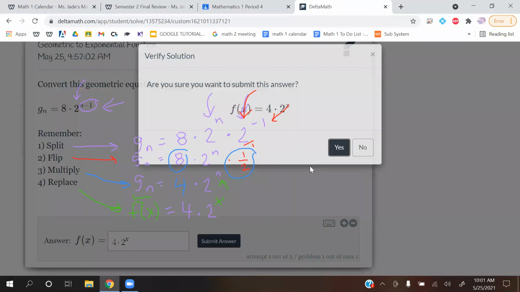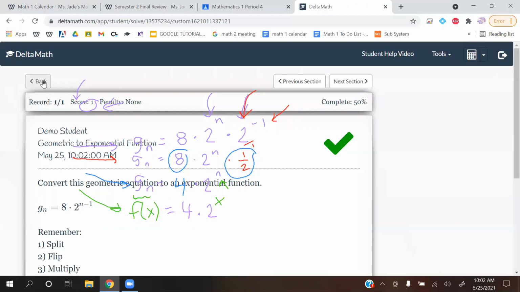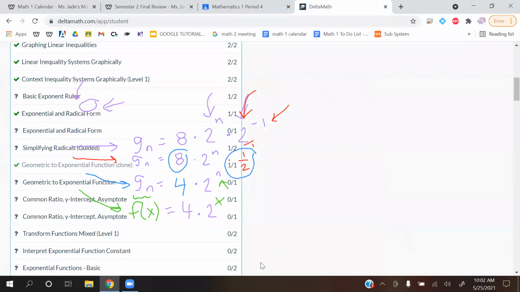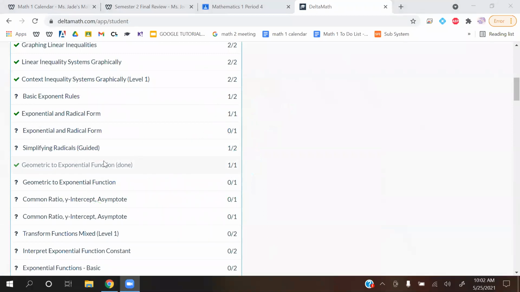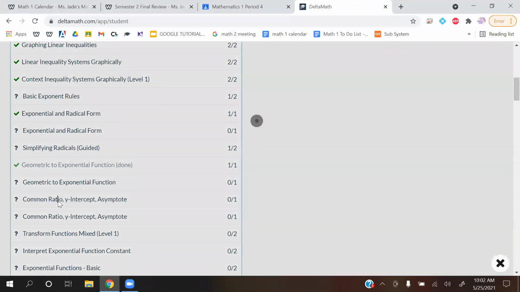And let's submit this. Let's go back. Let me erase all of that. It just bothers me. Okay, so we just did geometric to exponential function. You can do that one on your own. Now let's do common ratio, y-intercept, and asymptote.